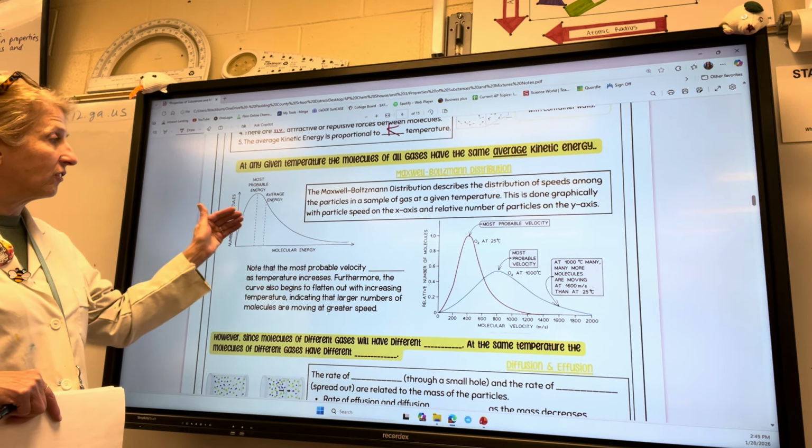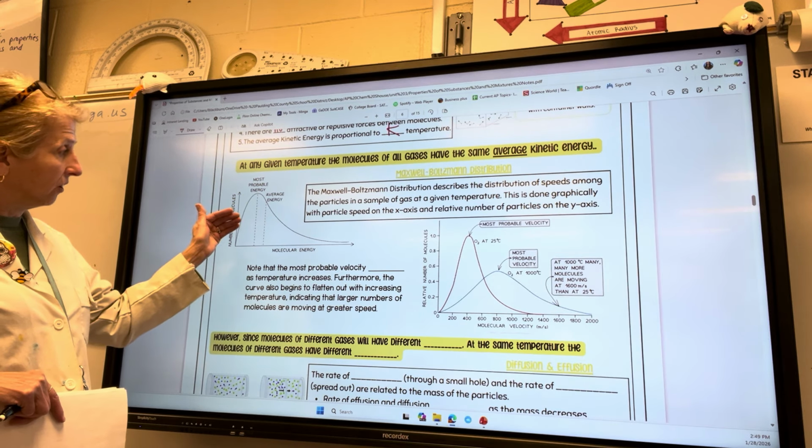And if it gets hotter, then more molecules have more energy and more of them go over this way. But also notice it flattens out as it gets hotter. So this is usually a problem where you have to draw it. They'll draw this one and say, this is oxygen at 25 degrees. What would the curve look like if you heated it up to 1,000 degrees, and you draw a little curve like that?